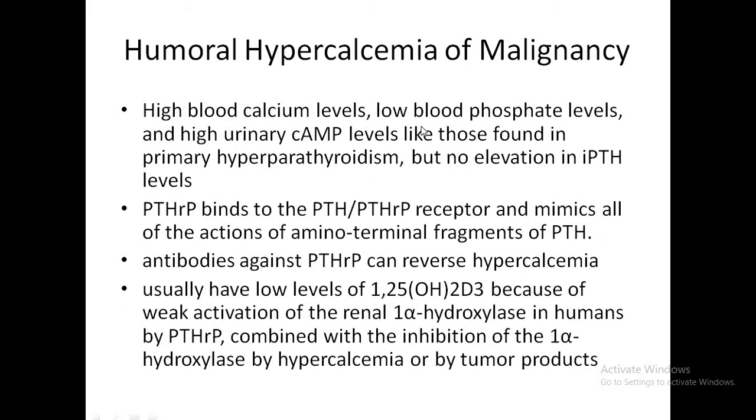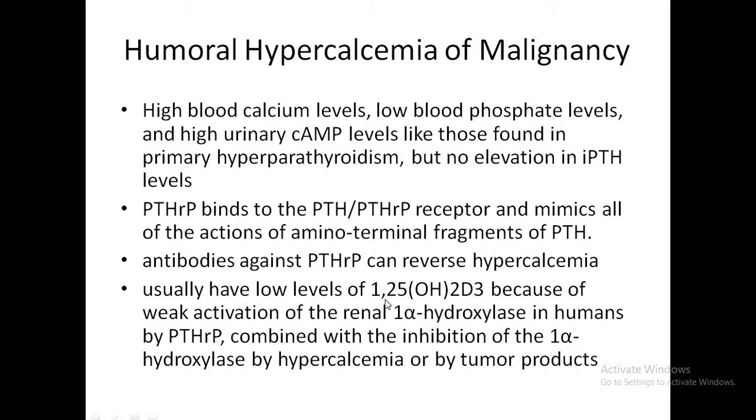Humoral hypercalcemia of malignancy is characterized by high blood calcium, low blood phosphate, and high urinary cyclic AMP, like those found in primary hyperparathyroidism, but there is no elevation in the intact PTH levels. Here the PTHRP binds to the PTH/PTHRP receptor, and it mimics all the actions of aminoterminal fragments of PTH. And antibodies against PTHRP can reverse this hypercalcemia.